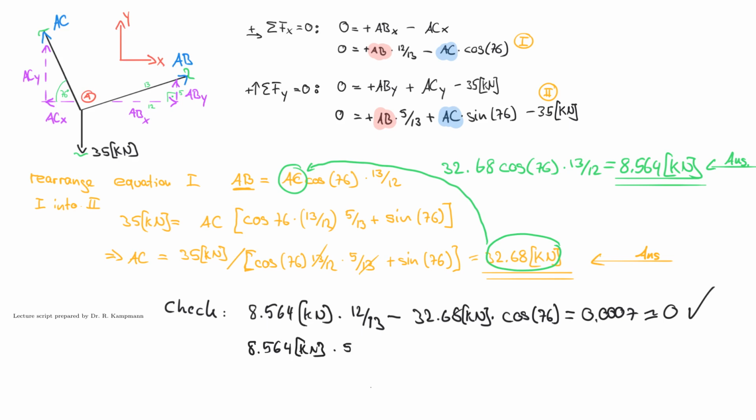And I multiply this by 5/13. And in this case, I add the 32.68 kilonewton, which then is multiplied by the sine of 76. And that turns out to be 35.00 something, I think 3. But again, this is something we don't worry about. Therefore, we are correct. We now have properly solved the problem.